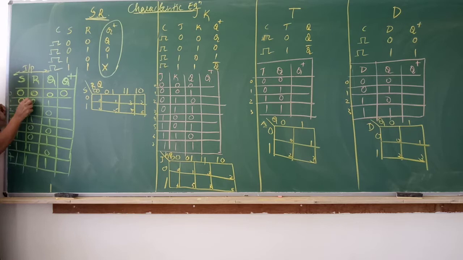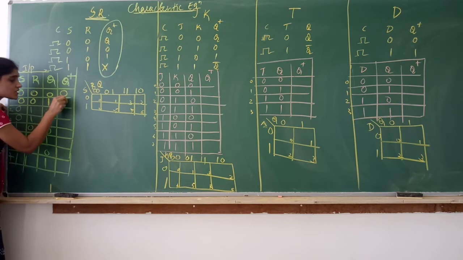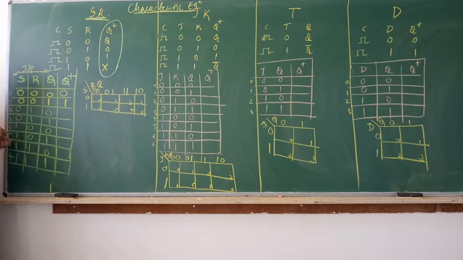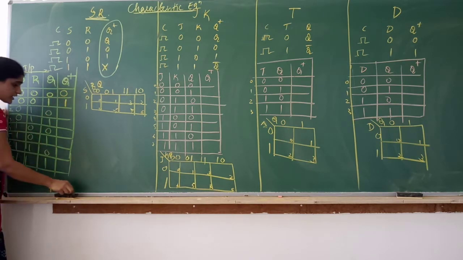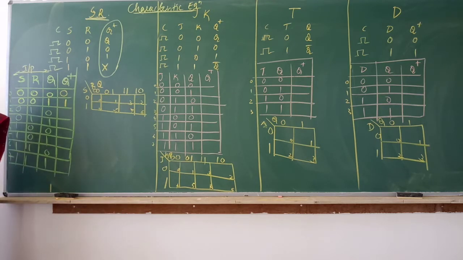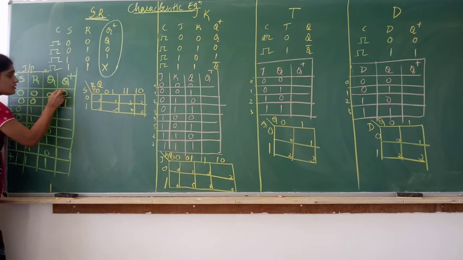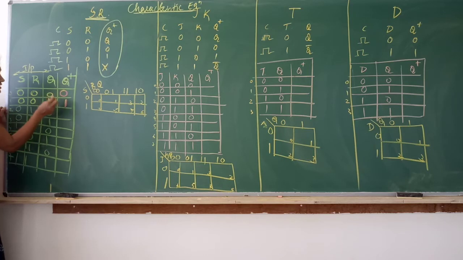S is 0, R is 0. The next state is the same as the previous state. What is the previous state? 1. So what is the next state? 1. Correct? I will write the next state in a different color chalk. So this is 0, this is 1, which is the same as Q.